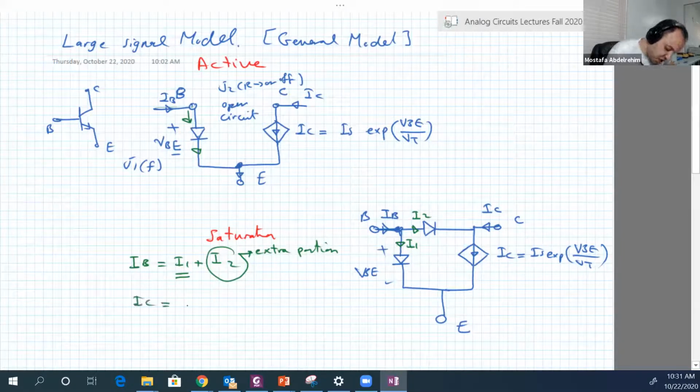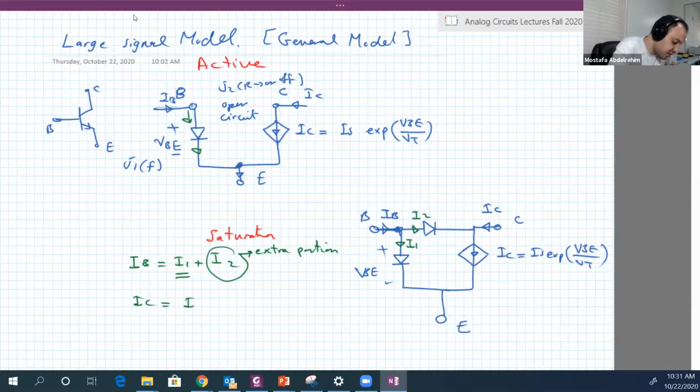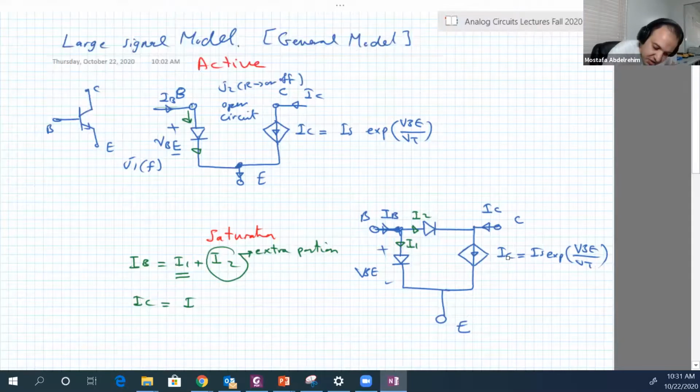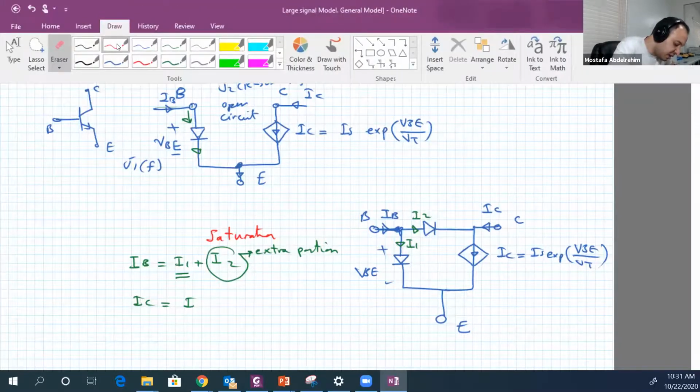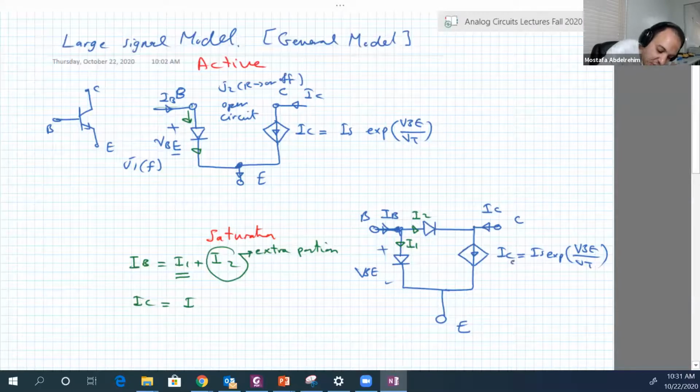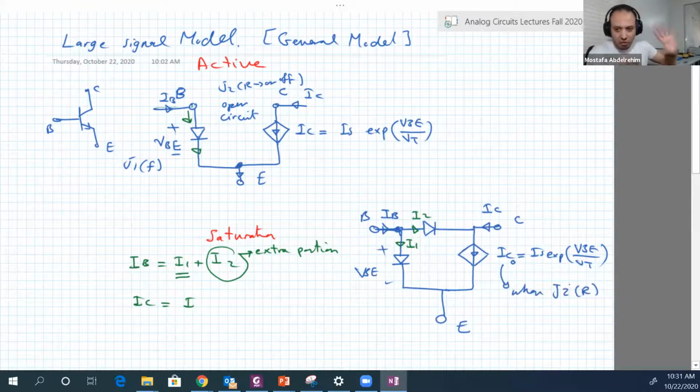And the IC originally is equal to this portion, which is IS. I'm sorry, this is not IC now. Let's call it IC node. IC node is the IC before J2 becomes forward, so this is IC node when J2 is reverse, or not conducting, off. So this is equal to IC.